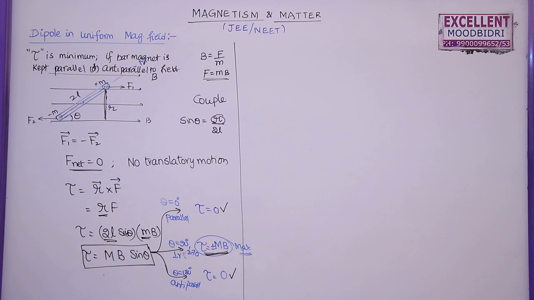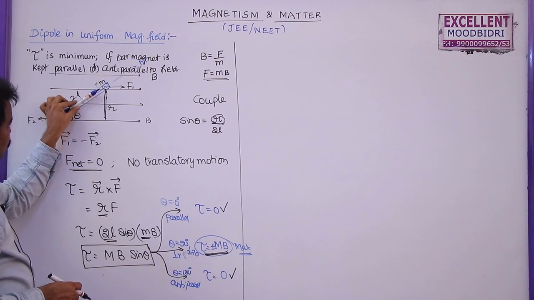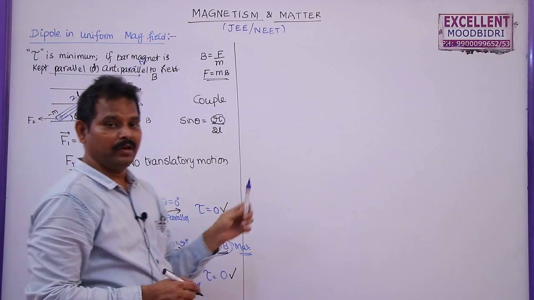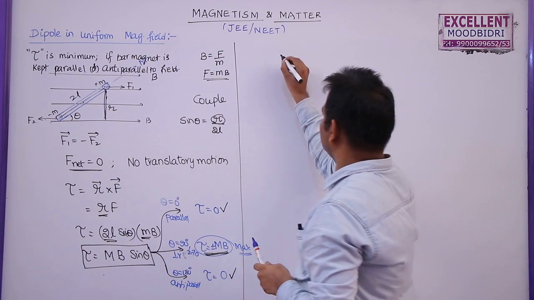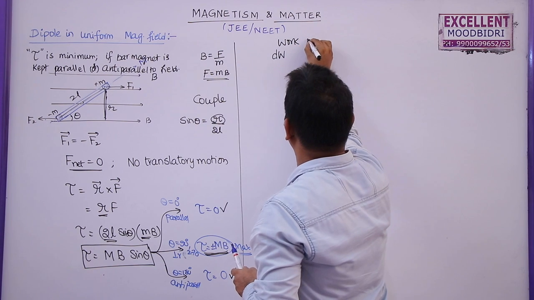Now, if I want to rotate this bar magnet in this magnetic field, then I need to do some work. So what is the work done here? Work done to rotate the bar magnet.